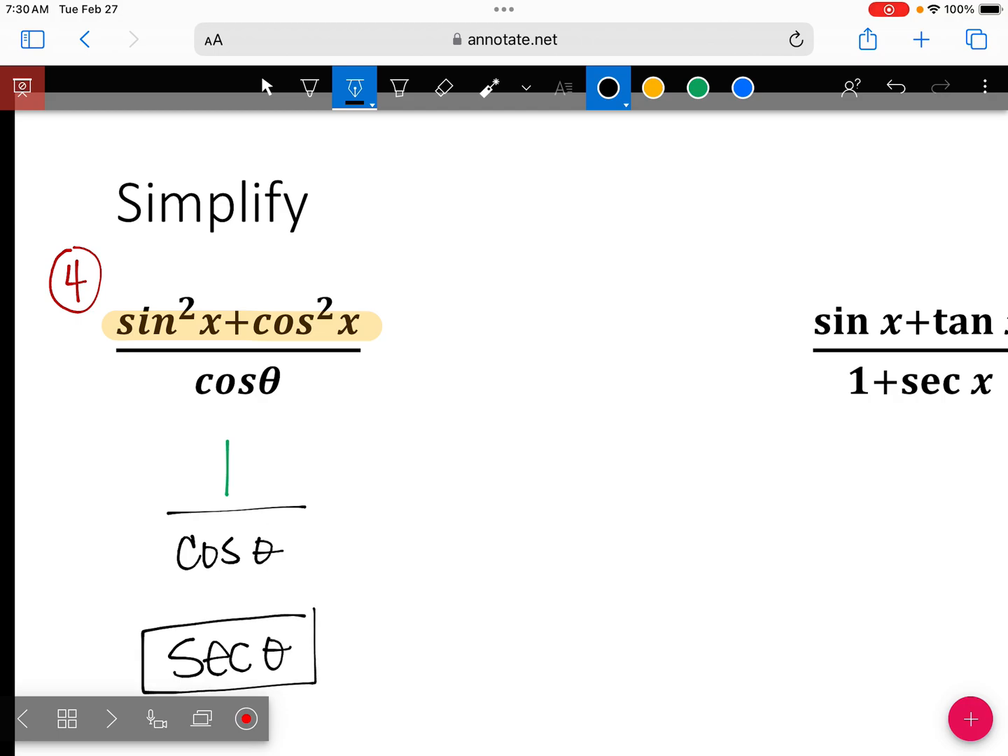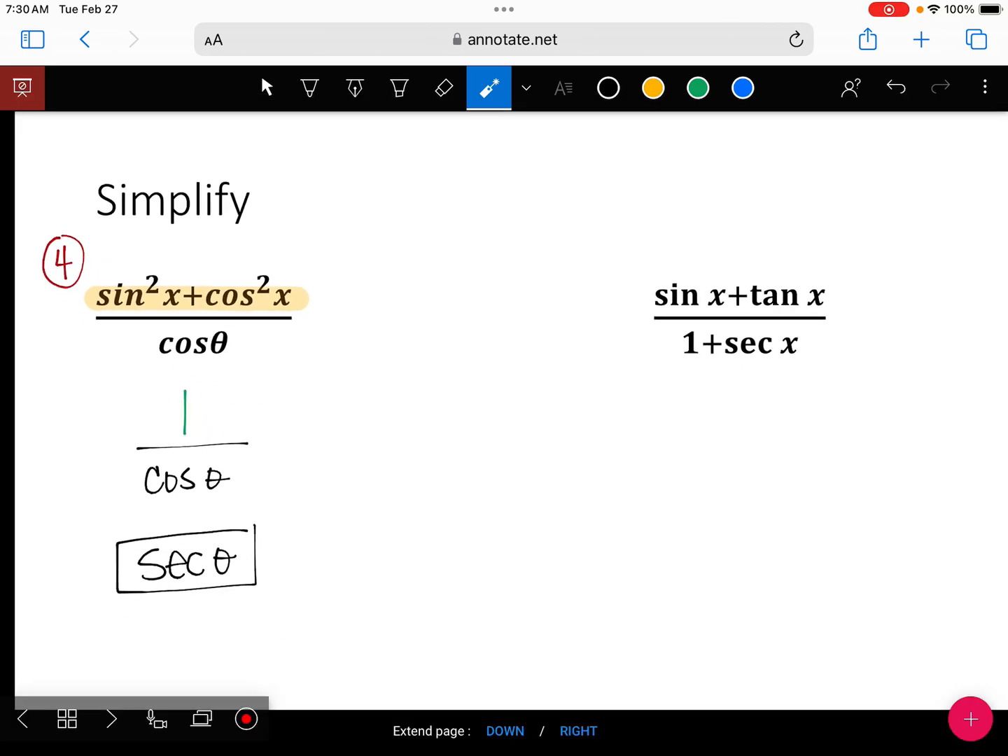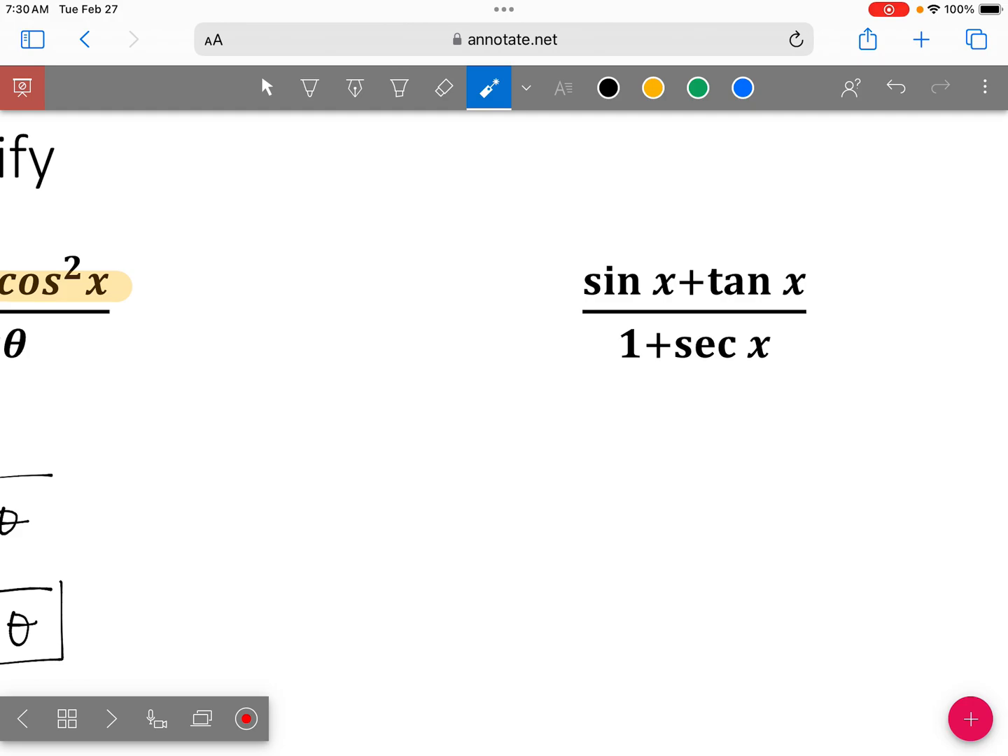So the key is you keep going until you run out of things you can do. The only thing I could do at this point is rewrite this as 1 over cosine. So now I'm going backwards. So I'm going to keep going until I can't do anything else. All right, go ahead and copy down number 5. Now number 5 I think would be the first one that might be a little meaty. So we got sine x plus tangent x divided by 1 plus secant x.